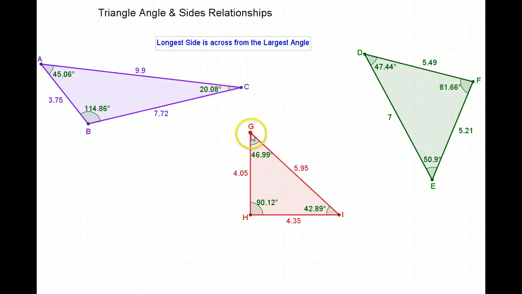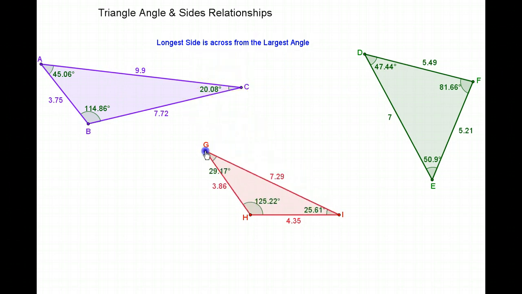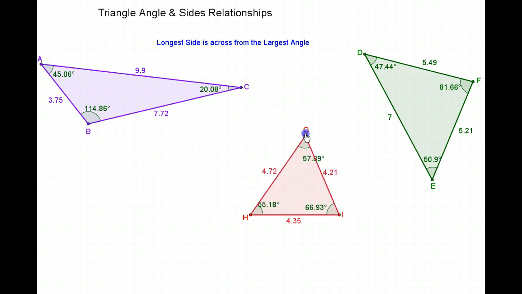And as we were to change it so that angle H is no longer the largest angle, and we make another angle, in this case angle I, the largest angle, we can see across from angle I, which is now the largest angle, is also the longest side. So there is a relationship that we have shown inductively by different examples, that the longest side is across from the largest angle. Does the same hold with relationship to the smallest side?